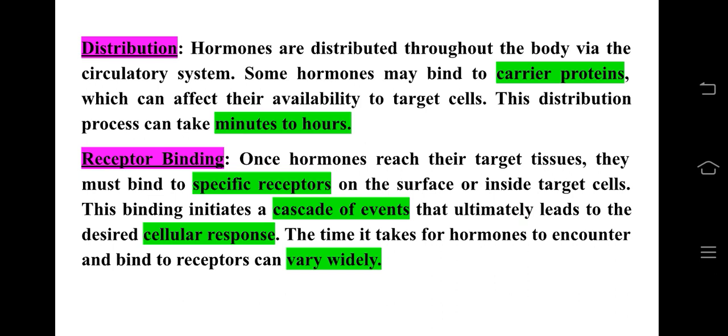Then receptor binding will be taking place. Once hormones reach their target tissue, they must bind to specific receptors on the surface or inside target cells. We mentioned steroid hormones. They are capable of entering into the cell, so they will be binding to receptors present in the cytosol, or to receptors present in the nucleus, whatever it may be. Some sort of receptor binding will definitely take place.